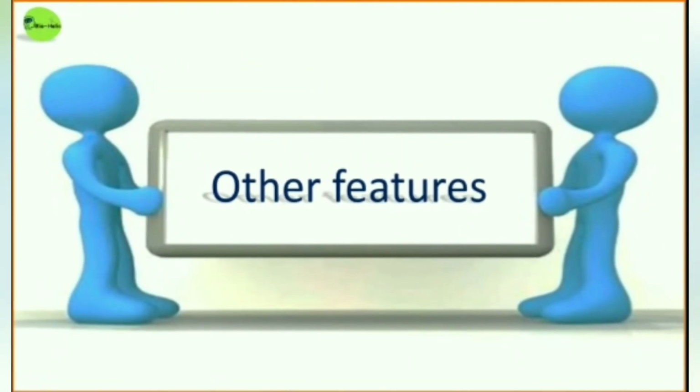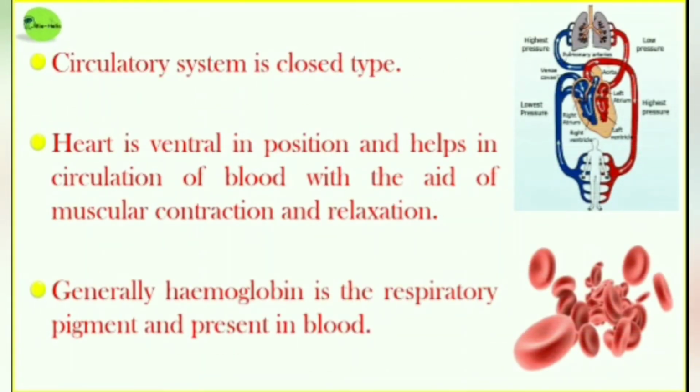Now we will discuss some other features which are also common in all chordates. The circulatory system of all chordates is a closed circulatory system. Their heart is ventral in position and it helps in the circulation of blood with the aid of muscular contraction and relaxation. Generally, hemoglobin is the respiratory pigment present in the blood of all chordates.